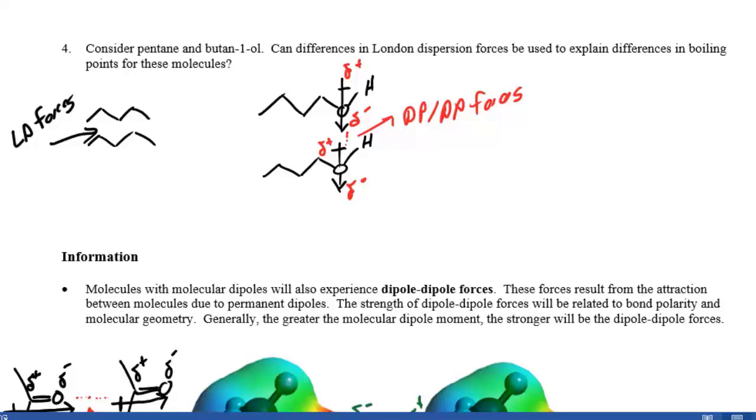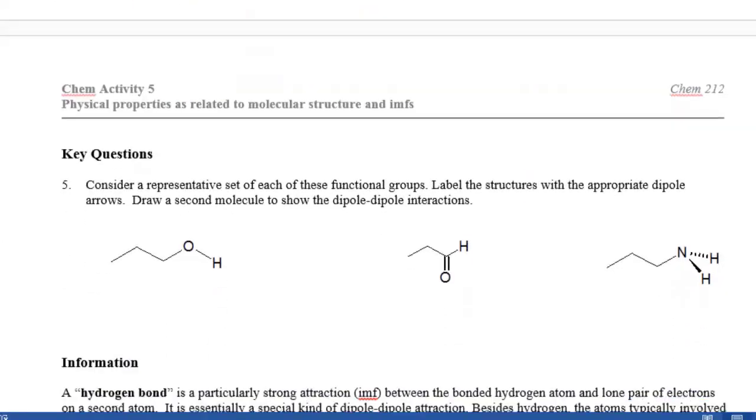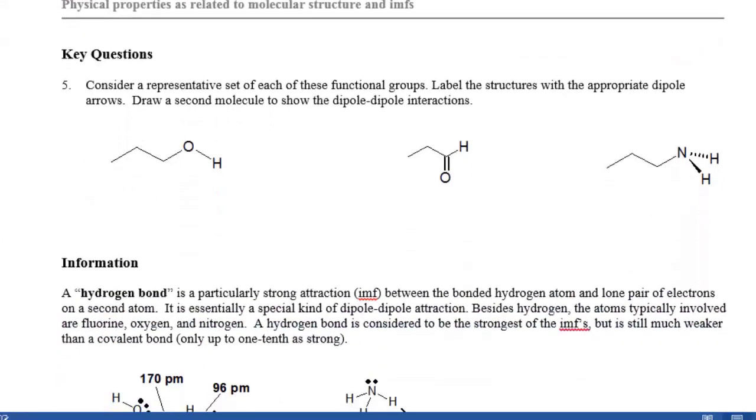So let us consider then, looking on page 23, where I ask you to engage in such an exercise. So key question number 5: consider the alcohol, the aldehyde, and the amine, and draw a second molecule and highlight the dipole-dipole forces of attraction between these molecules. So I encourage you to turn off the video and give that a try, and then we'll compare answers.